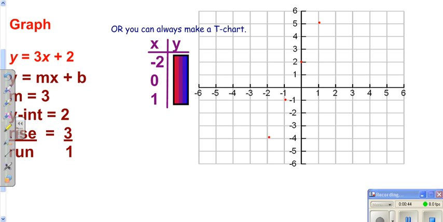So then you're going to start at 2. Then you're going to go up 3 over 1. Or you could go down -3 to the left, which is -1, and -3 over -1 is also 3. Same idea here. And then all you want to do is just go ahead and draw yourself a line.